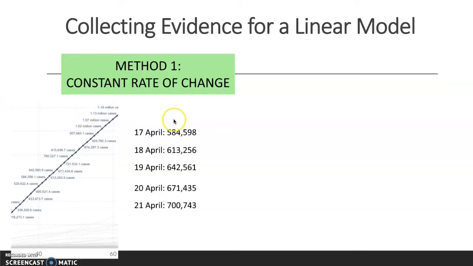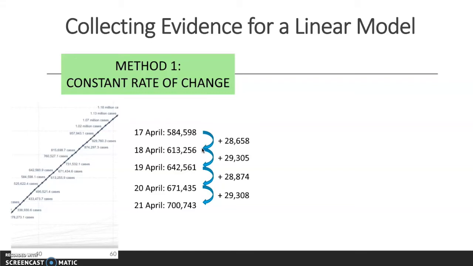So all we need to do is find the difference. It's like finding the common difference of an arithmetic sequence. The difference between these two numbers is what you get when you subtract the smaller one from the bigger one. You get 28,658. If you do that with the next two numbers, you get 29,305. With the next two numbers, you get 28,874. And then with the final two dates, we get 29,308.